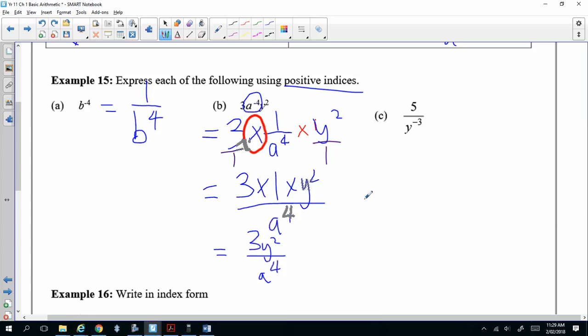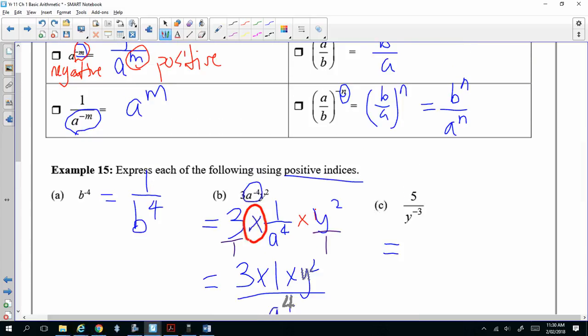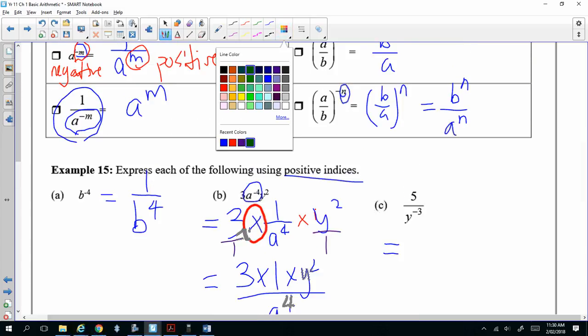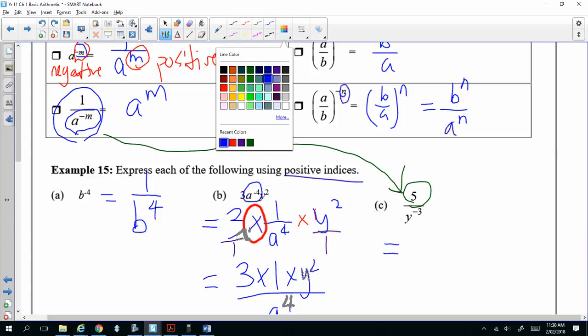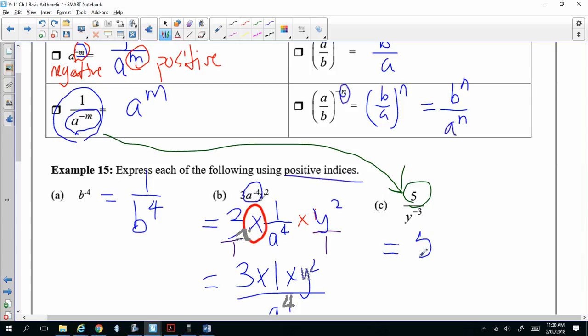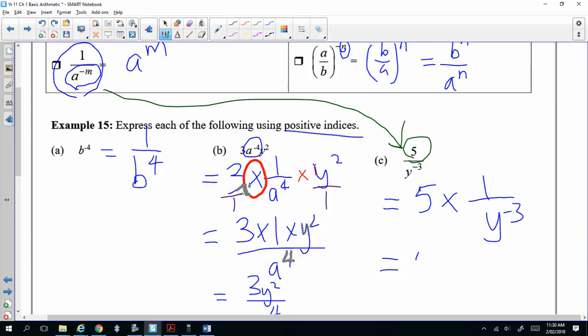What if you have a negative index in the denominator? Well, I'm just going to use this rule to simplify. But what if it has a 5? Well, the 5 doesn't cause much problem. You just have to write 5 multiplied by 1 over y to the power negative 3. And now that looks exactly like this rule here. It becomes a to the power positive m. So you write 5 times y cubed. So the final answer will be 5y cubed.